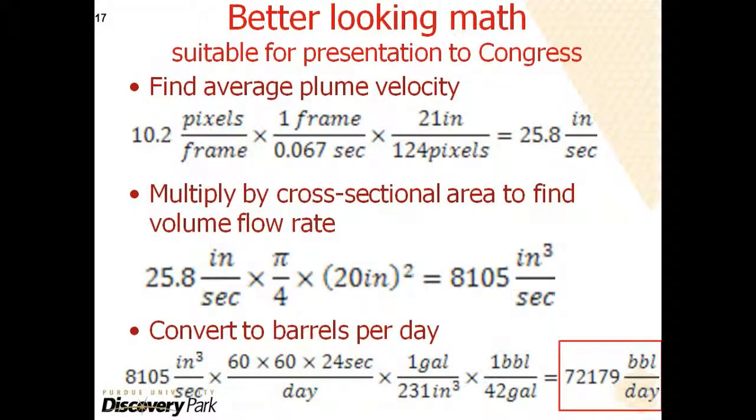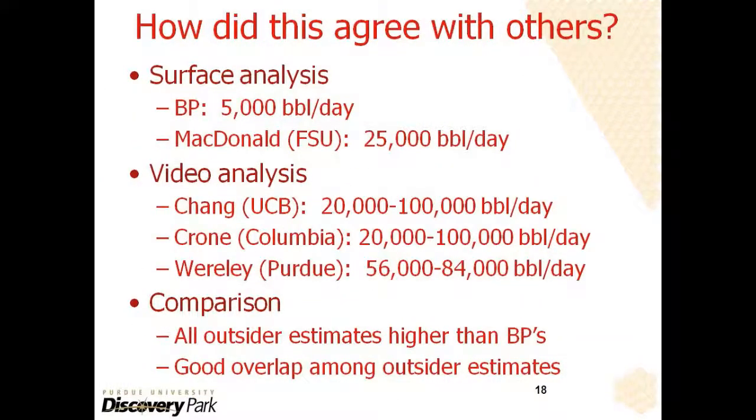We talked about this. So I wanted to show you how this agreed with others. Other people who looked at the video, Eugene Chang and Tim Crone at Columbia, both said 20 to 100,000 barrels a day. And my range was 56 to 84,000 barrels a day. So you see, those ranges overlap. Overlap enough that I'm comfortable with it. The range that they don't overlap is right here, 5,000 barrels a day.